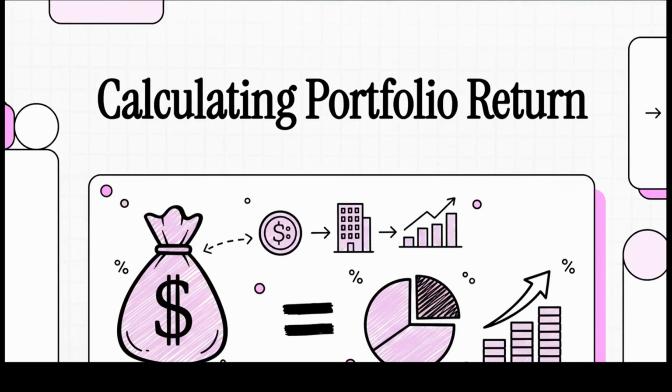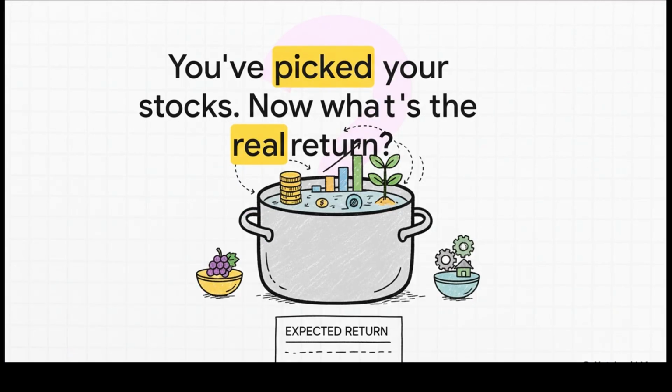All right, let's dive right in. We're going to tackle a really fundamental question for anyone who invests. How in the world do you figure out the expected return for your entire portfolio, not just one stock? So you've done all the hard work, you've done your research, you've picked your stocks, your money's in the market, but what now? What's the big picture look like? What kind of return can you actually expect from this specific mix of investments?